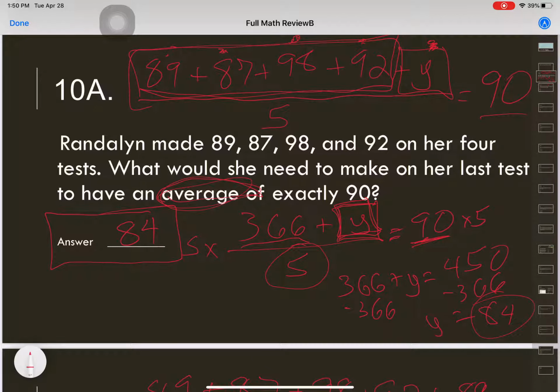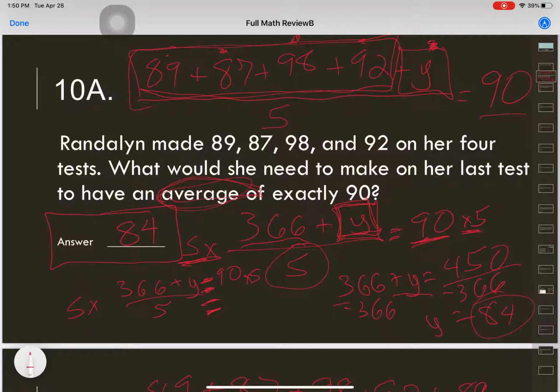So the first thing we're going to do is, we had 366 plus y over 5 equals 90. We're going to get rid of this divided by 5. To get rid of the divided by 5, we multiply times 5, which is what we've done here. But if you do it on this side of the equal sign, you have to do the exact same thing on the other side. So now you have 366 plus y equals 90 times 5, which is 450.